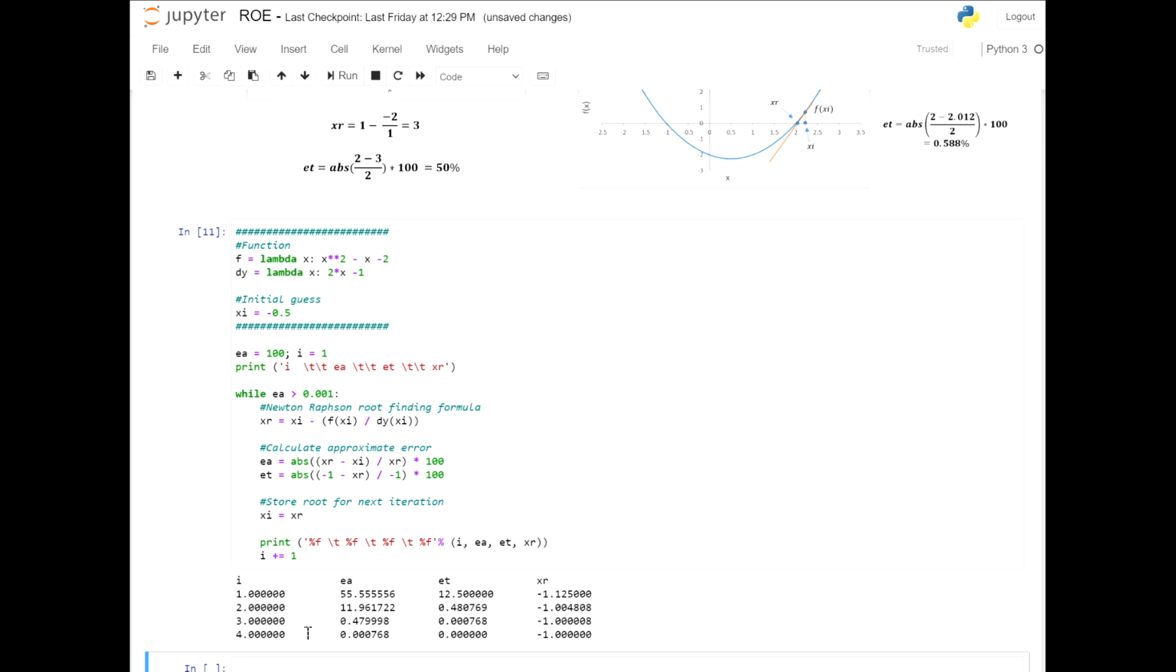Now in the next lesson, we're going to be introducing the secant method, and also in the lesson after that, the Python code. You're going to find sometimes you don't know the derivative, so we're going to be developing a method to create an approximation of the derivative, and this is going to be called the secant method.